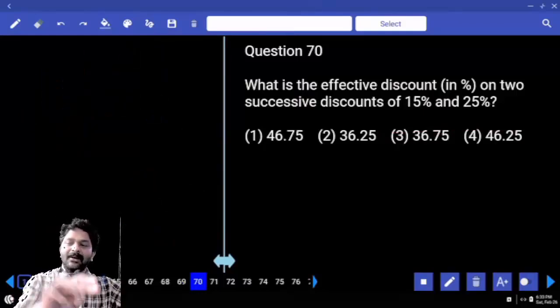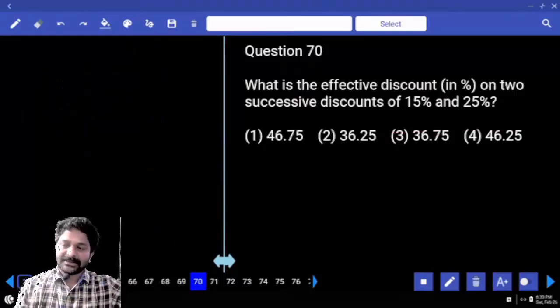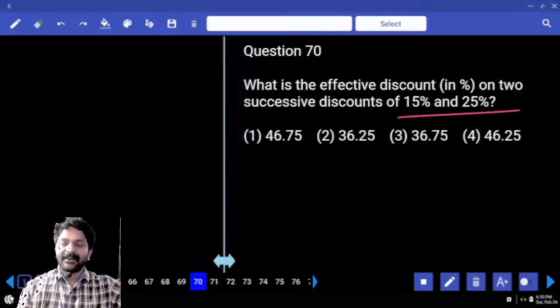What is the effective discount percentage on 2 successive discounts of 15% and 25%?